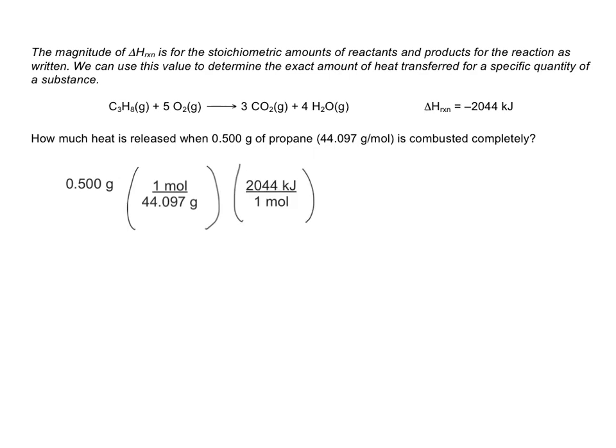If we were given the amount of carbon dioxide or something, then we would use the 3, which is the coefficient for CO2. And then on the top is just going to go the delta H for the reaction, which is 2,044 kilojoules. And the reason I'm not including the negative is because the question asks us how much heat is released. So that takes care of the negative. All right, so if we do 0.5 times 1 over 44.097 times 2,044 over 1, that's going to give us 23.2 kilojoules that are going to be released when that amount of propane reacts.